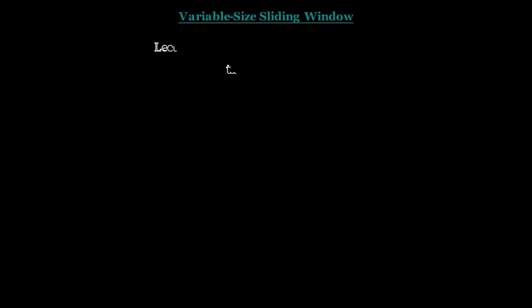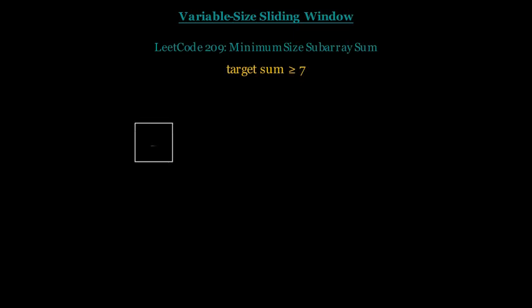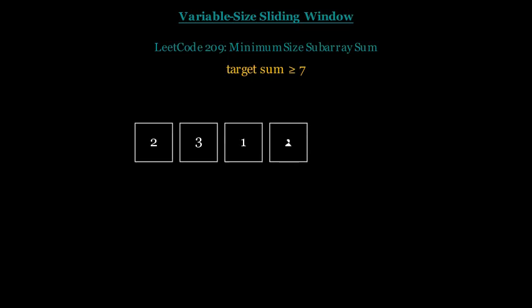Fixed windows are the friendly case. Because the window size never changes, you always know exactly how many elements you're looking at. Real interview problems are rarely that generous. Here's where it gets genuinely interesting. What if you don't know the window size in advance, and you're actually trying to find the smallest window that satisfies some condition? This is LeetCode 209. A very commonly asked problem.